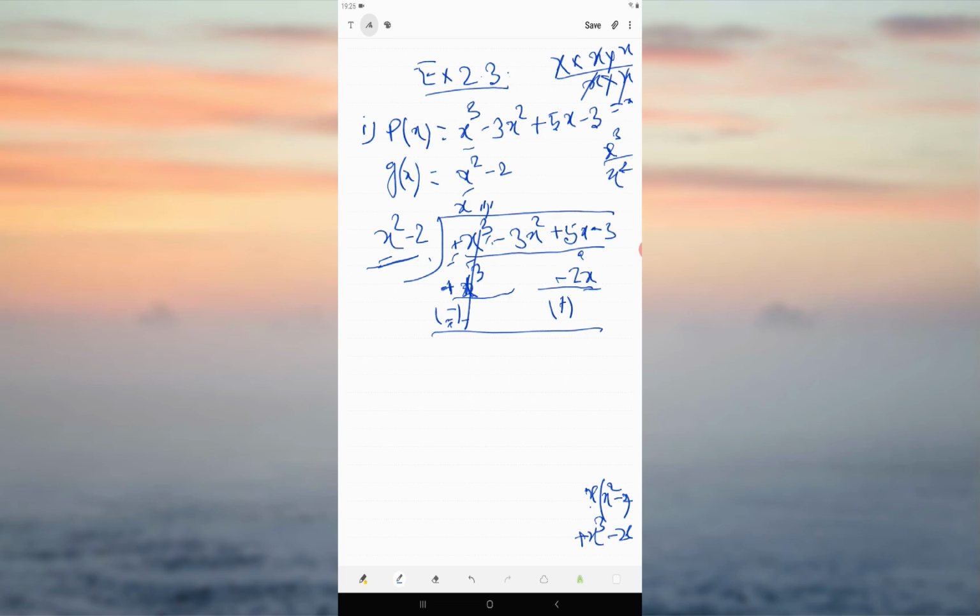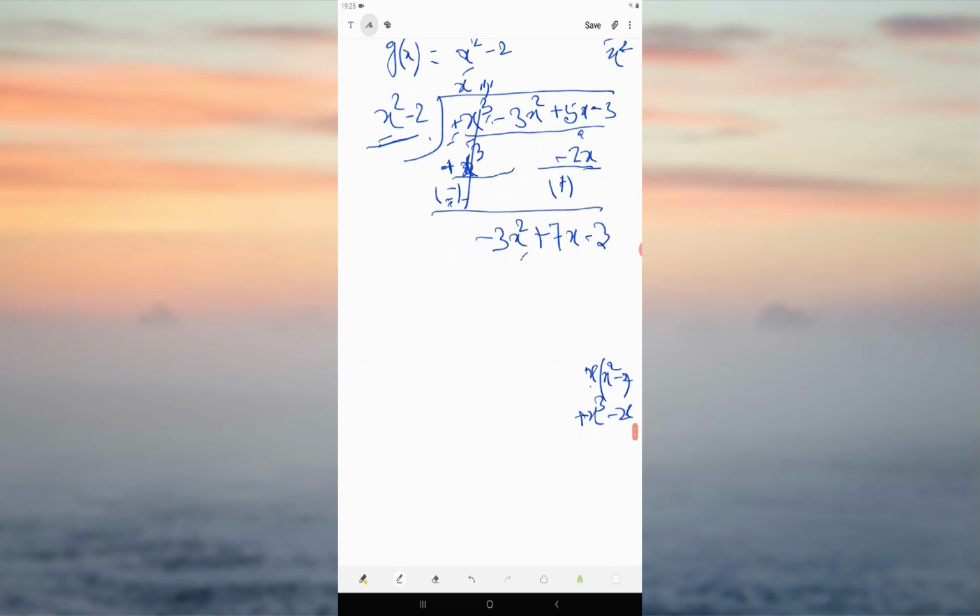Similarly, x cube minus x cube is 0. Now, minus 3x square will come as it is. Correct? Now, plus 5x and plus 2x will give us plus 7x. And then minus 3. As simple as that. Now, again, what is the highest power over here? 2. What is the highest power over here? 2. Now, if we divide minus 3x square by x square, what will we get?